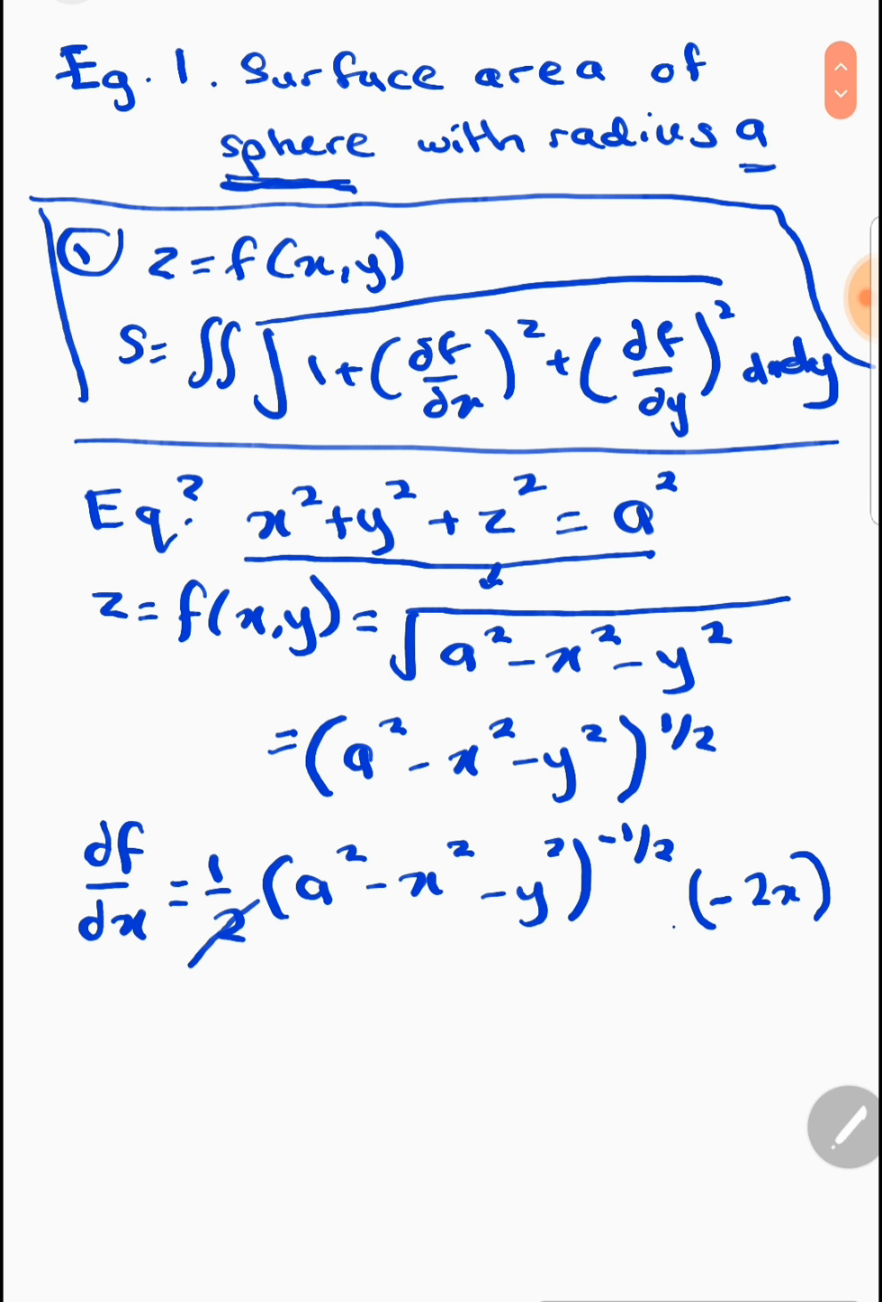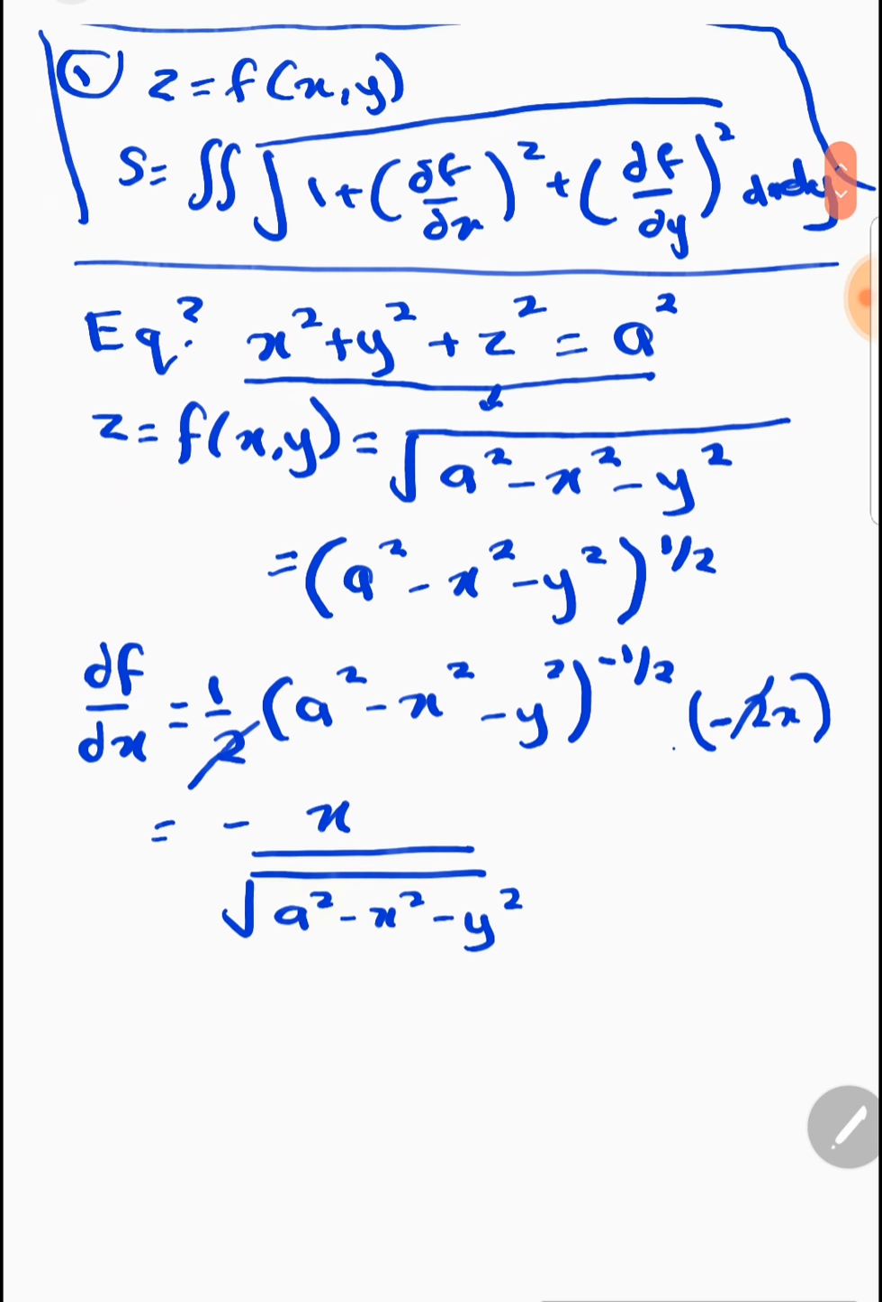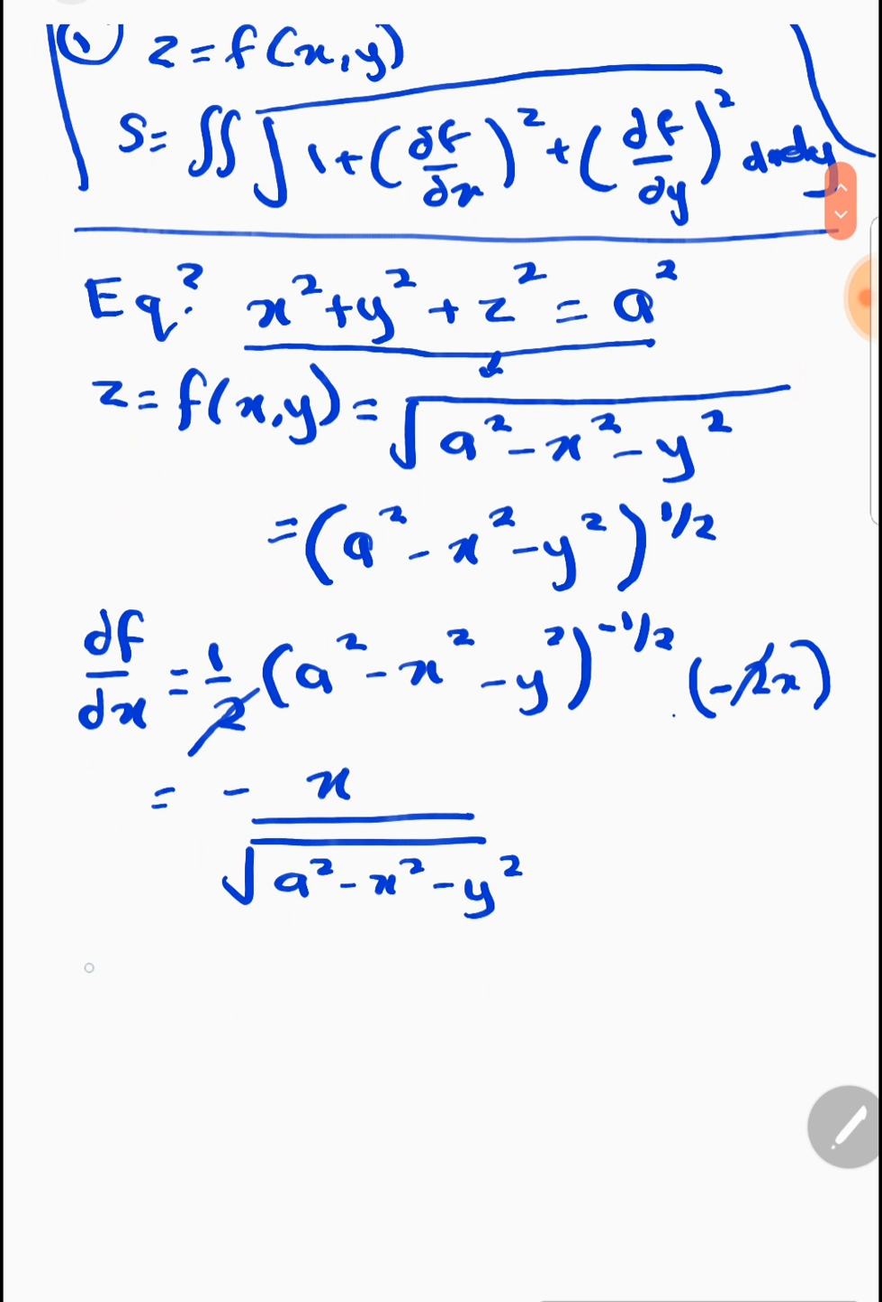So I can simplify this, and I will get something like this: negative x over the square root of a square minus x square minus y square. Alright, see that this one is negative half, so I can actually express it in terms of x over this whole expression, power of half. Yeah, so now that we are done with these, let me just put this up a little bit.